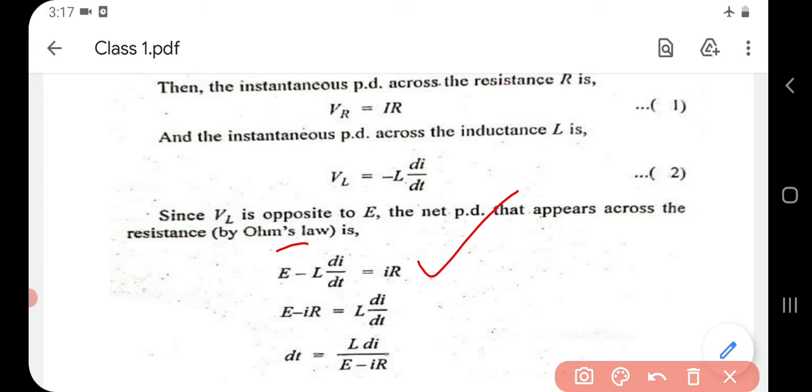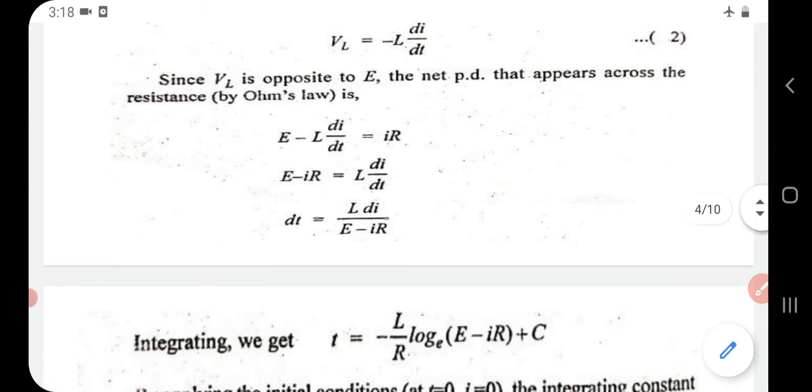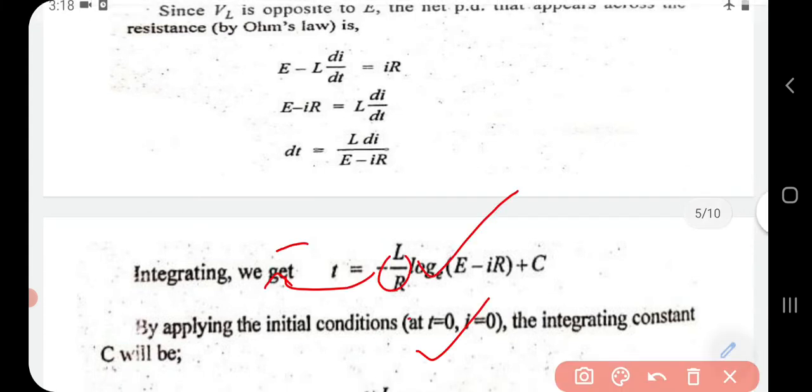Now from here IR is taken to this side, so it will become E minus IR equal to L di by dt. From that you have to find dt. Just rearrange the terms so you get dt. Now in order to find t, what you have to do? You have to integrate. So integral dt will be t.